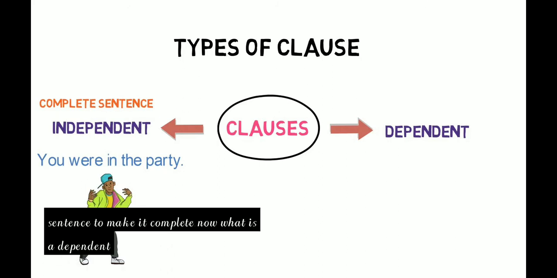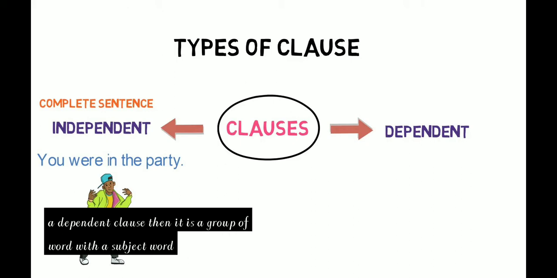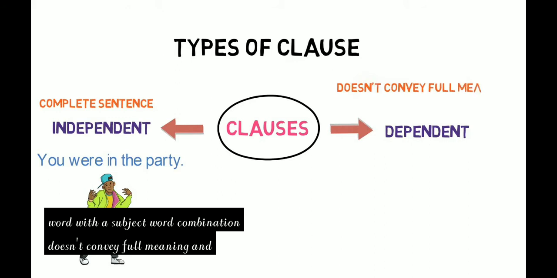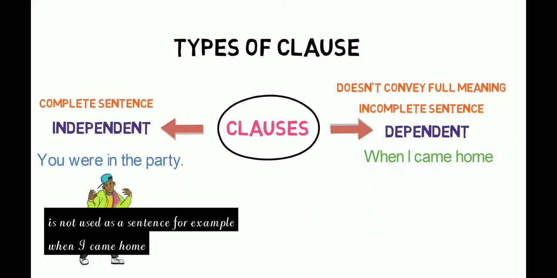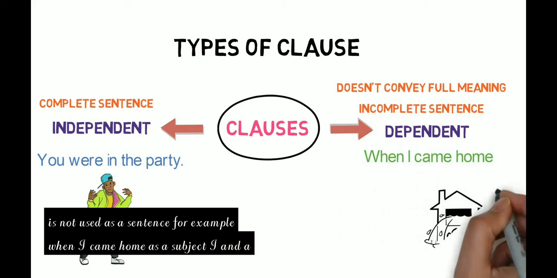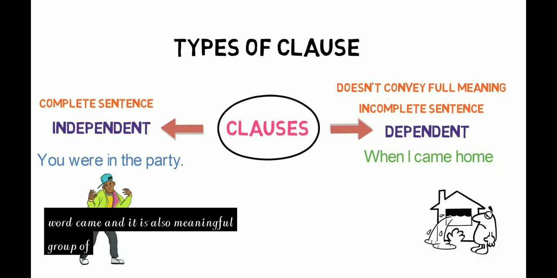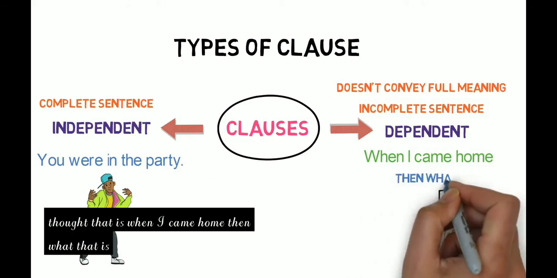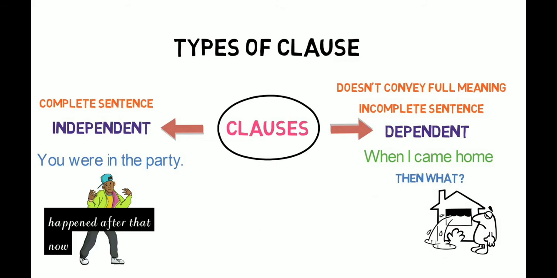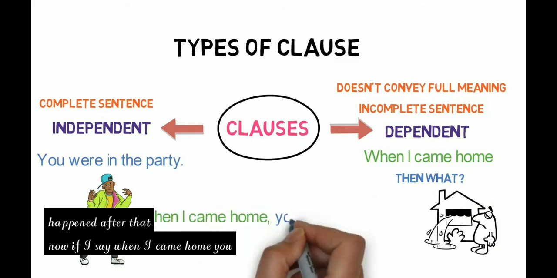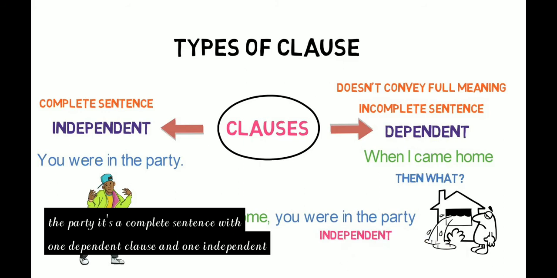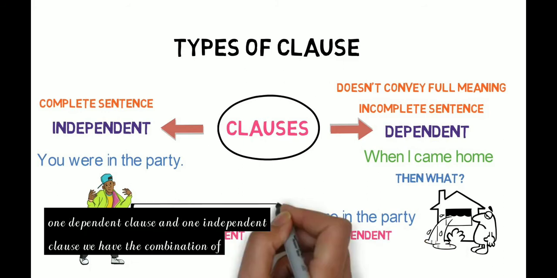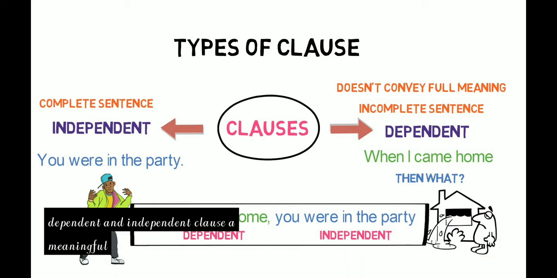Now, what is a dependent clause then? It is a group of words with a subject-verb combination, but it doesn't convey full meaning and hence it is not used as a sentence. For example, when I came home. It has a subject I and a verb came, and it is also a meaningful group of words, but it lacks the entire thought. That is, when I came home, then what? We want to know what happened after that. Now if I say, when I came home you were in the party, that's a complete sentence with one dependent clause and one independent clause. So the combination of dependent and independent clauses makes a meaningful sentence.